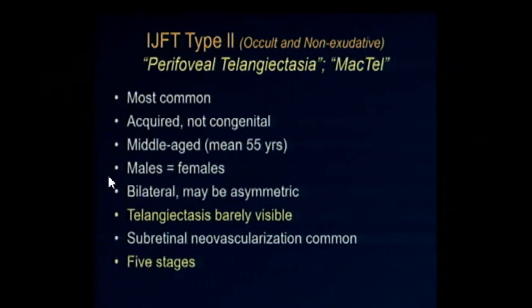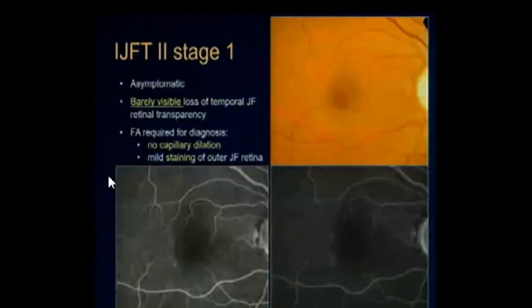It is acquired. It's not congenital. And it often happens in people who are above the age of 50. Males and females are affected equally. All the patients I have seen have been female for some reason, but apparently it occurs also in males. It's bilateral, but it may be asymmetric. And the telangiectasia is barely visible, okay? You can have subretinal neovascularization in this, and the vision loss is not due to edema. The vision loss is due to progressive loss and atrophy of the retina, okay, of the outer retina.